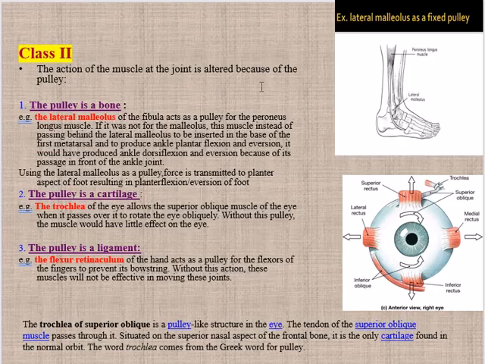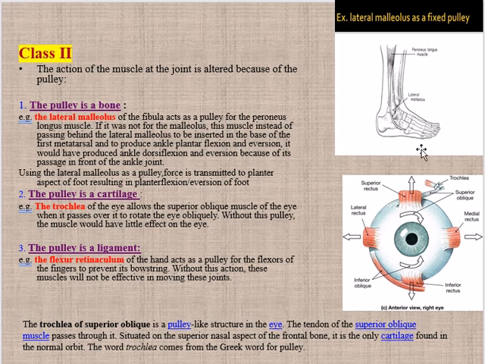Now look at class 2. The action of the muscle at the joint is altered because of the pulley. In class 2, the pulley may be a bone, a cartilage, or a ligament. When the pulley is a bone, for example, the lateral malleolus of the fibula acts as a pulley for the peroneus longus muscle. If it were not for the malleolus, this muscle, instead of passing behind the lateral malleolus to be inserted in the base of the fifth metatarsal and produce ankle plantar flexion and eversion, would have produced ankle dorsiflexion and eversion because of its passage in front of the ankle joint.